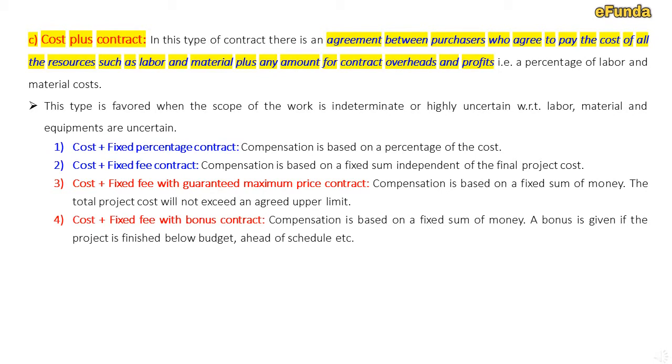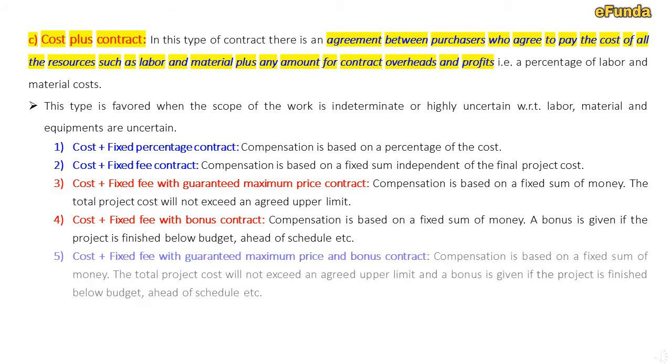Compensation is based on a fixed sum of money. A bonus is given if the project is finished below budget and ahead of schedule, etc. Fifth type, cost plus fixed fee with guaranteed maximum price and a bonus contract.